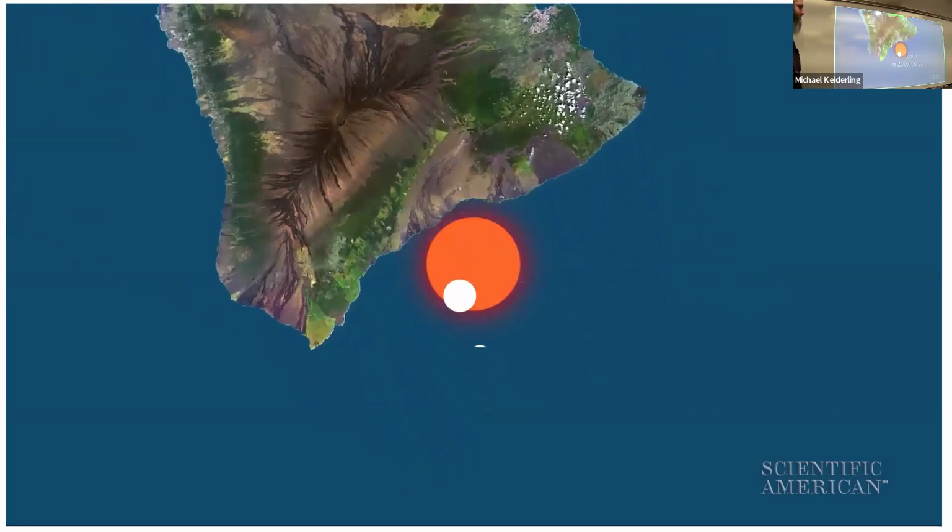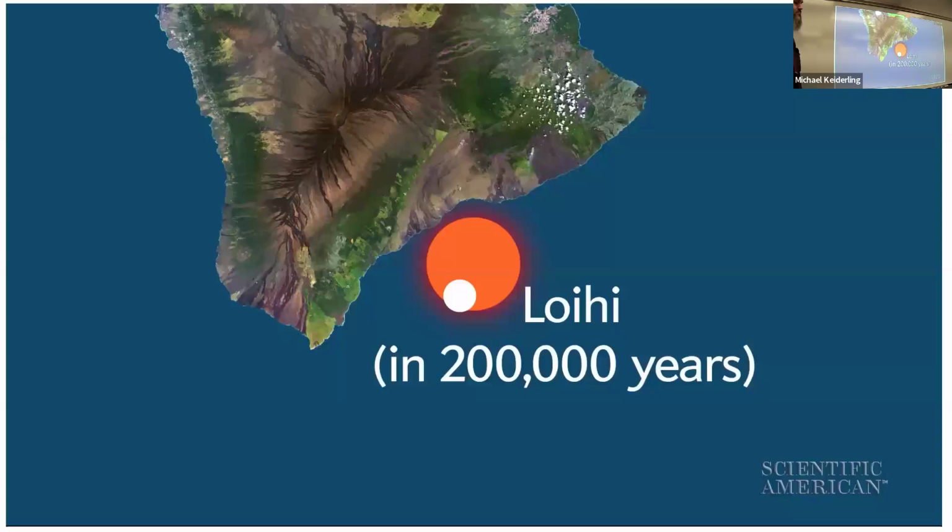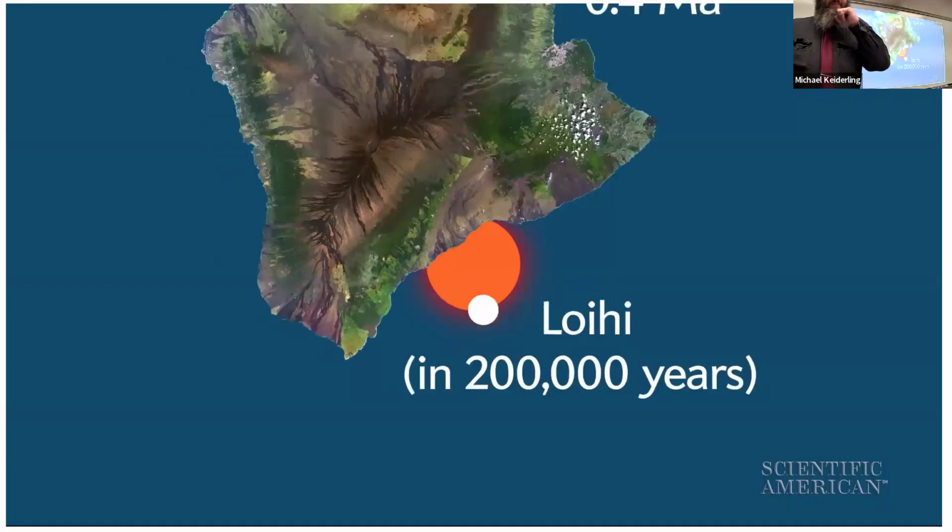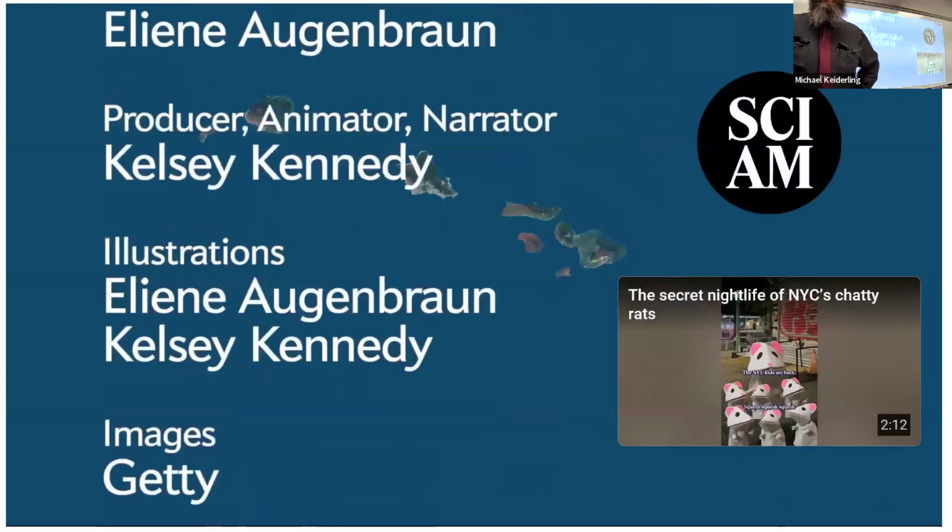But maps won't need updating for a while. Loihi won't break the ocean's surface for another 200,000 years, give or take. For Scientific American, I'm Kelsey Kennedy.